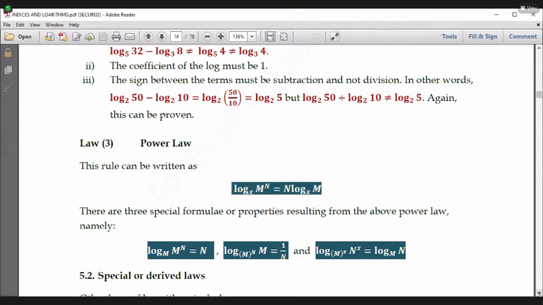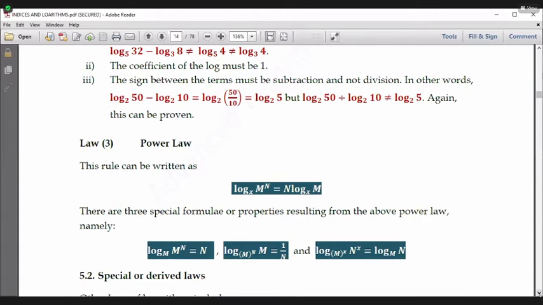Law 3, which we call the power law. He says that if I have log to base x, take it back from the indices. The power law: we had a raised power m, then bracket raised power n, so it is the same as a raised power m times n. Is that true? From the indices point of view.